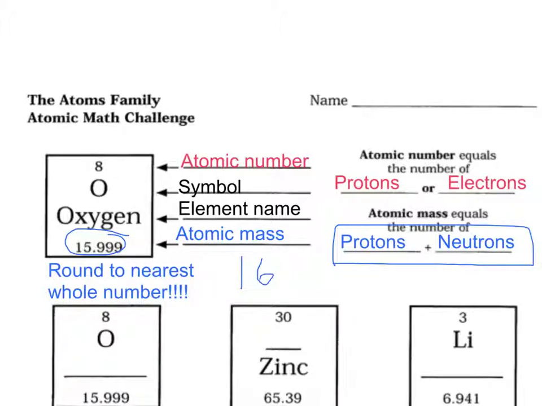Next, subtract the number of protons from the atomic mass. And you'll remember that the atomic number up top is equal to the number of protons. So we have 16 minus 8, which is our number of protons. And when we solve that, we end up with 8, which is our number of neutrons. Protons plus neutrons equal the atomic mass.